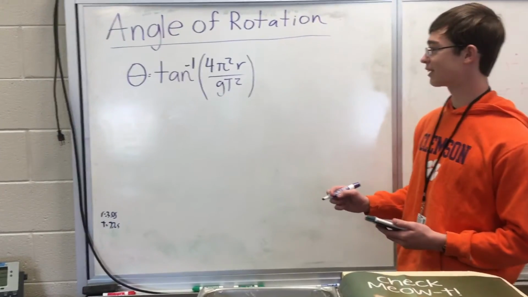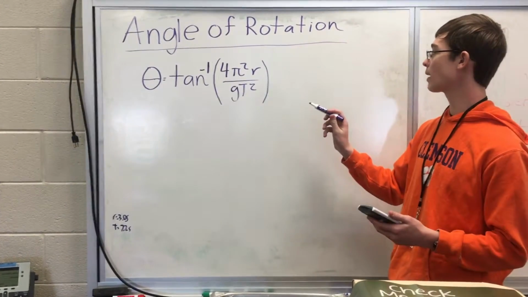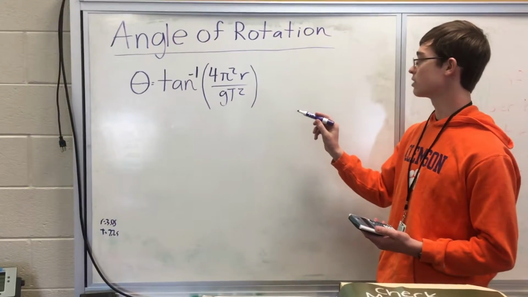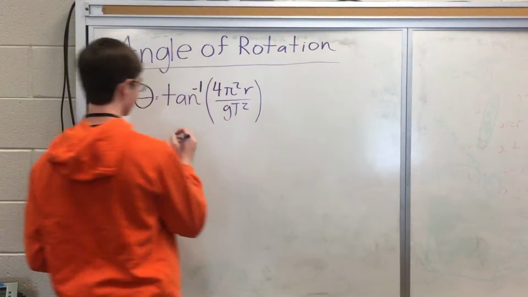Next, we have to find the angle of rotation, which is found by the formula: the angle equals the arctangent of 4 pi squared times r divided by gravity times time squared. So we start by plugging in our numbers.